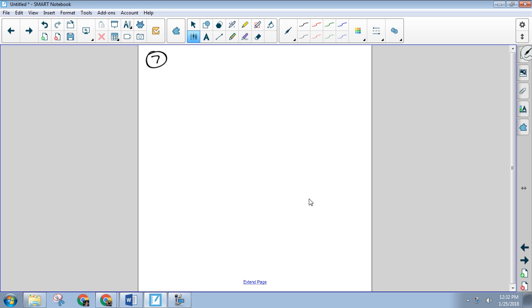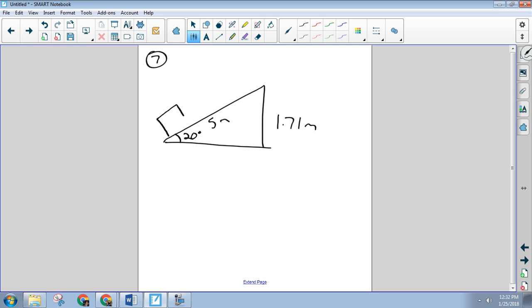Okay, so number 7, you've got this ramp. It tells us that it's 5 meters long and that it's inclined at 20 degrees. So if you do the trig real quick and find the height over here, it turns out to be 1.71 meters. Everybody cool with how I did that? Just SOHCAHTOA.